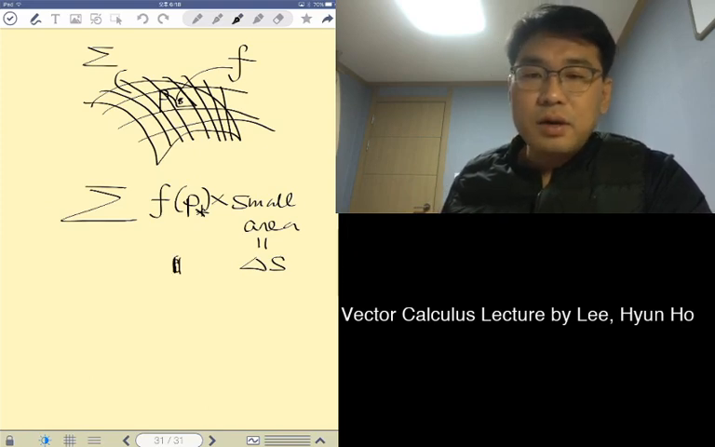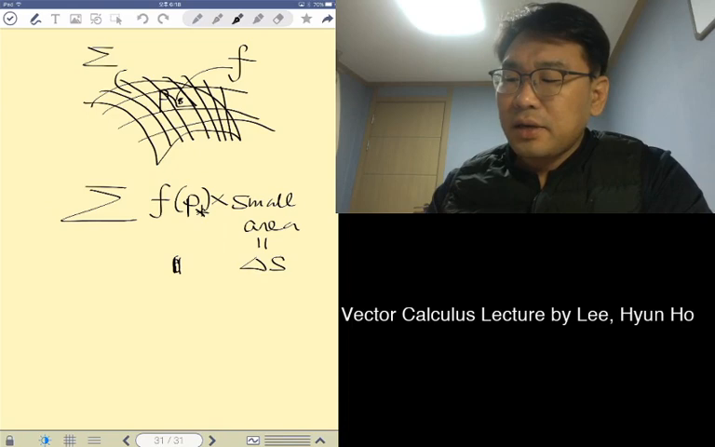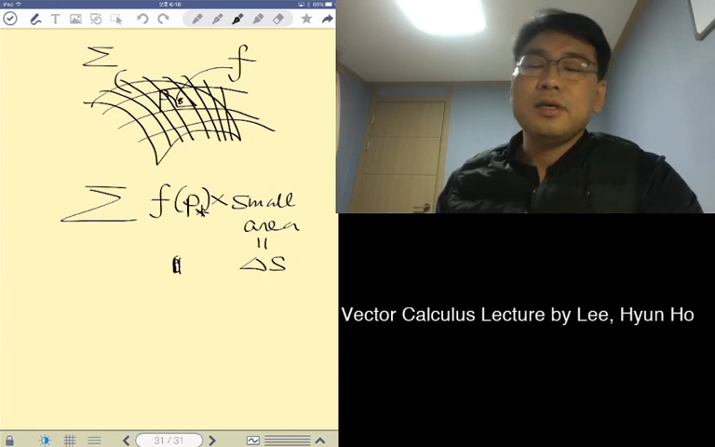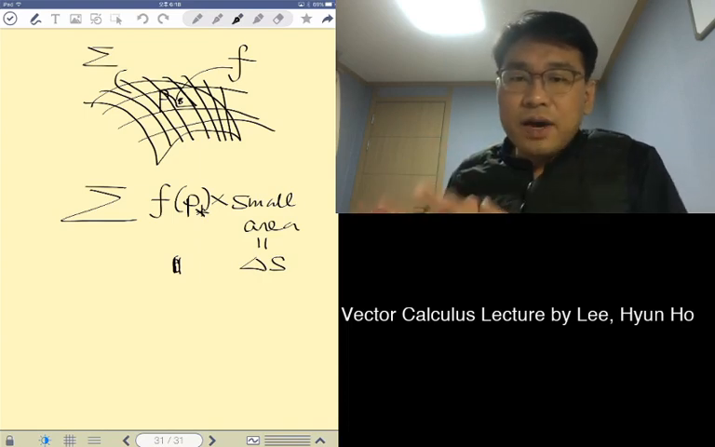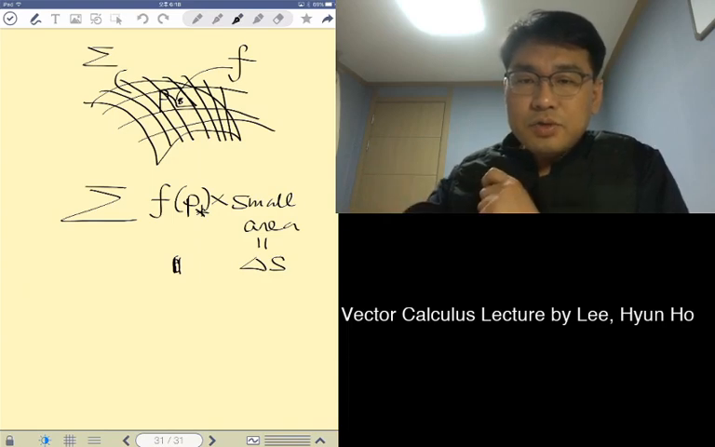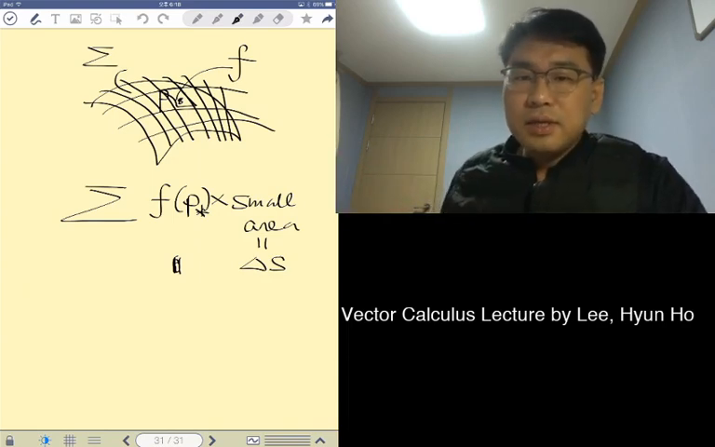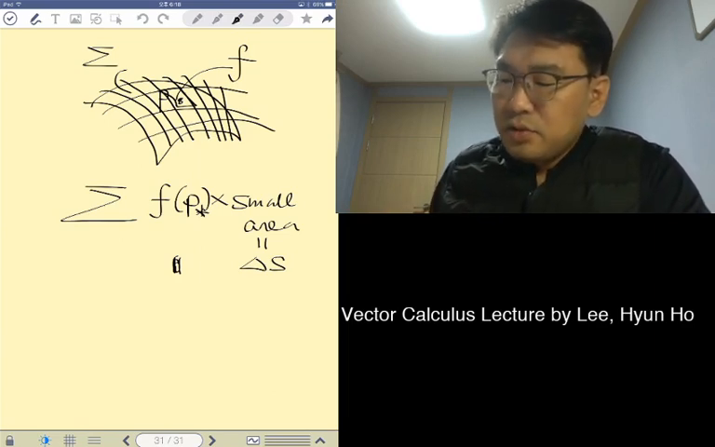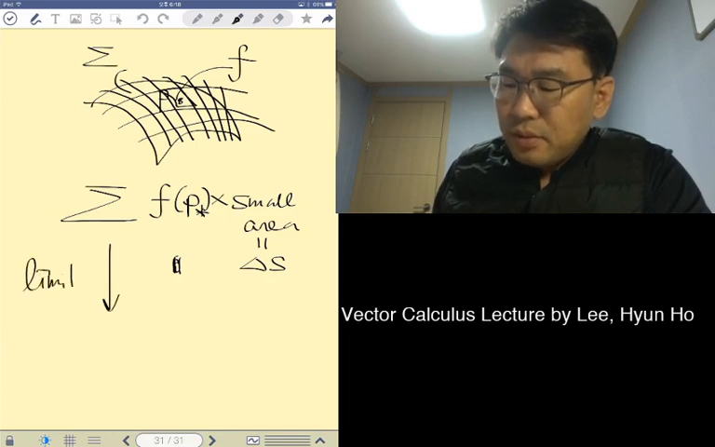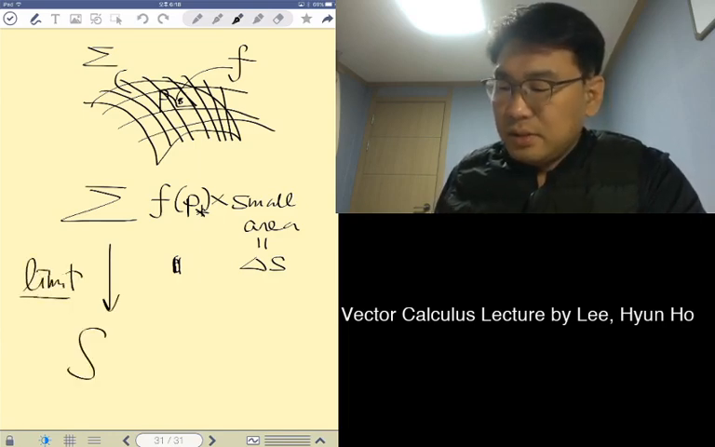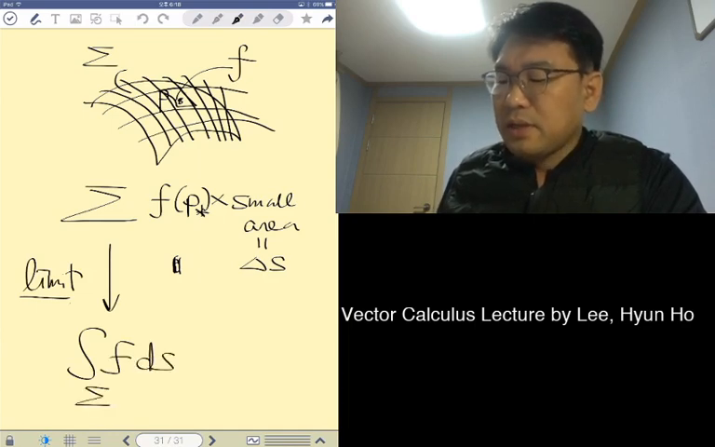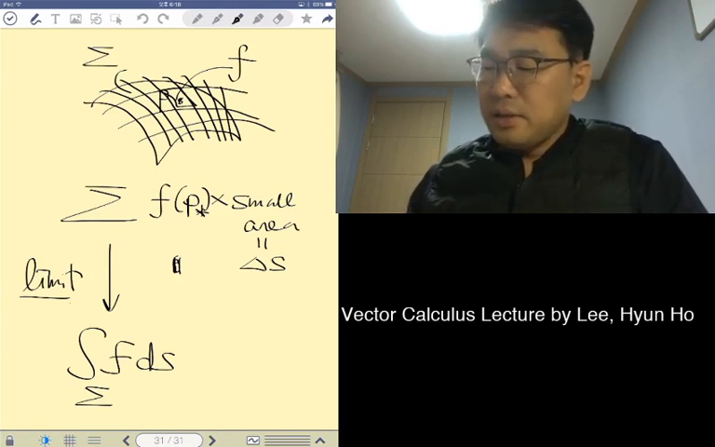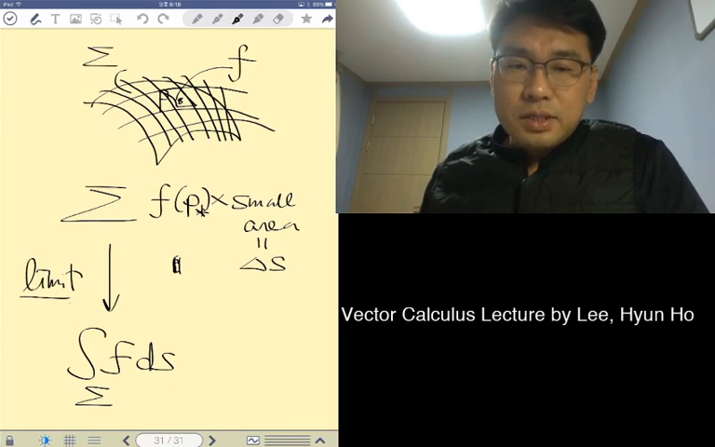If you take the limit, you divide the surface more finely, making the areas go to 0, and then you get the limit as an integral over sigma. The real computation is happening in adding all these ingredients.